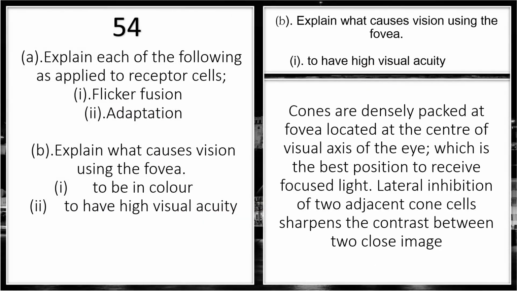Cones are densely packed at the fovea, located at the center of the visual axis of the eye, which is the best position to receive focused light. Lateral inhibition of 2 adjacent cone cells sharpens the contrast between two close images.